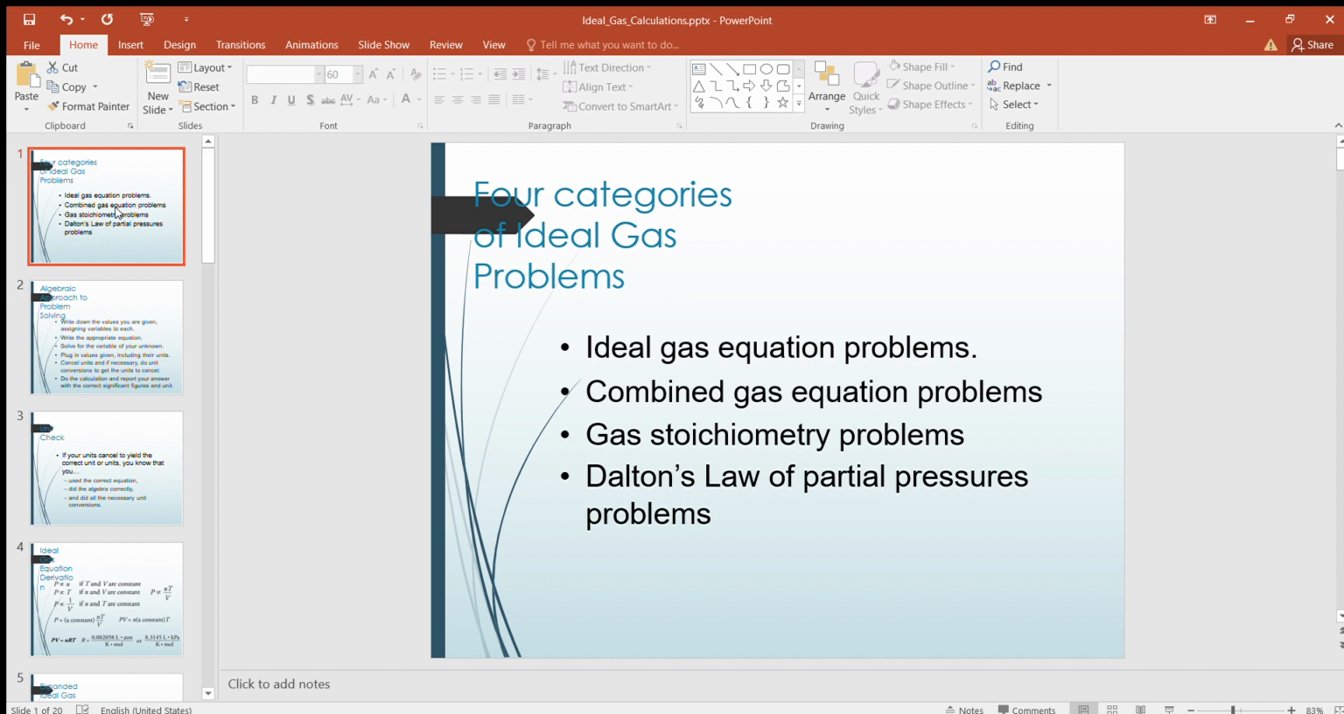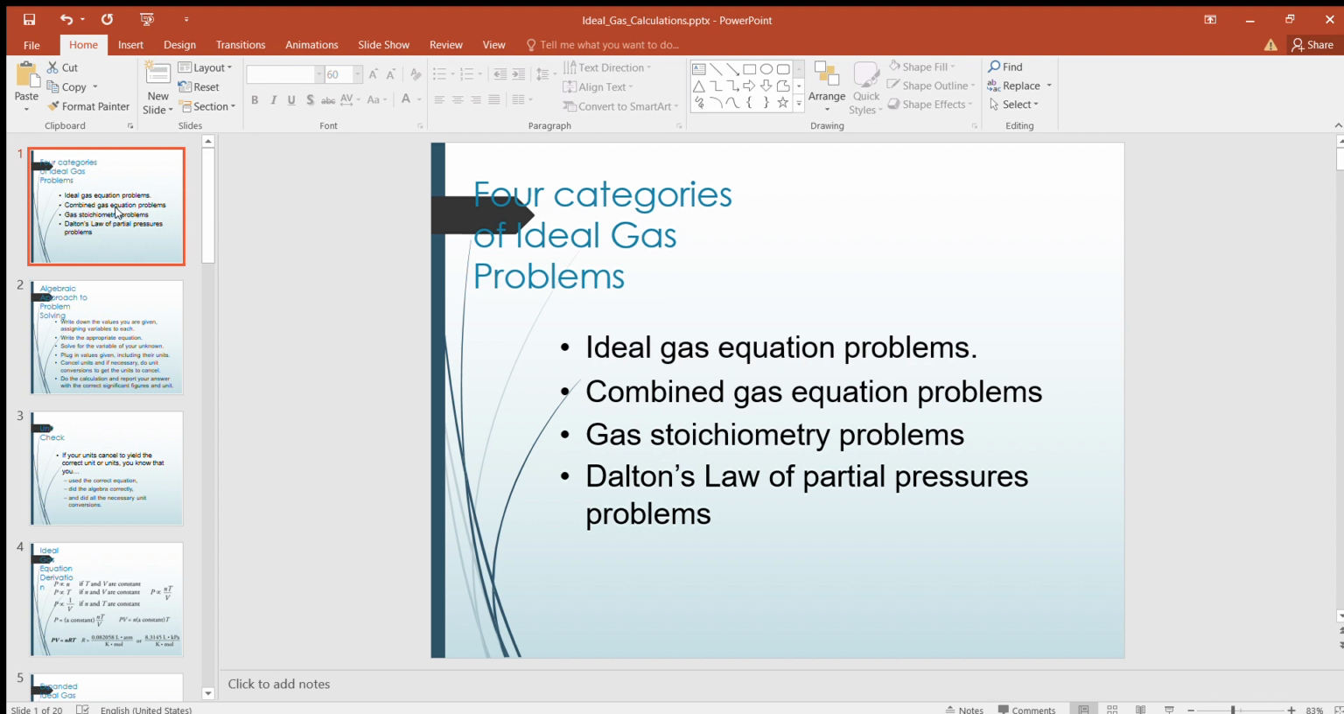Okay, so the ideal gas equation is also called the general gas equation, and this is the equation of state of a hypothetical ideal gas. It states that the product of pressure and the volume of 1 gram molecule of an ideal gas is equal to the product of the absolute temperature of the gas and the universal gas constant.